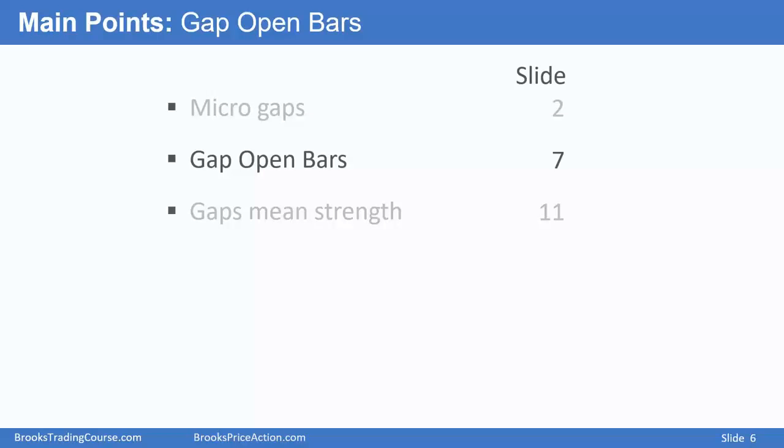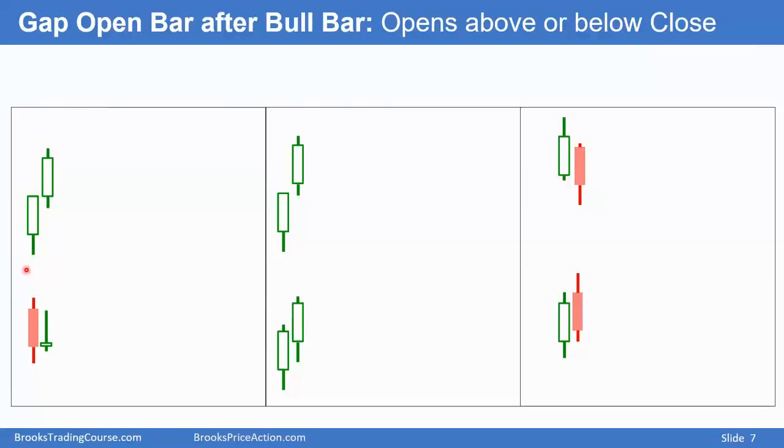If the open of a bar is above or below the close of the prior bar, I call it a gap open bar. Look at this open and that close. They're at the same price. There's no gap. Here's the close of this bar, and the open of that following bar is exactly at the same price. No gap.